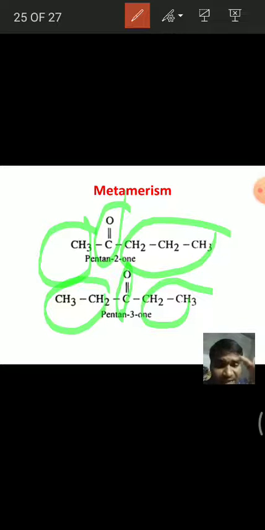Hence, these isomers are said to be metamers, because they have the same molecular formula, C5H10O, but the difference is in the alkyl groups attached to the functional group. In this example, the functional group is the keto group. That means the alkyl groups attached to the keto group are different in these isomers. Hence, these are said to be metamers.